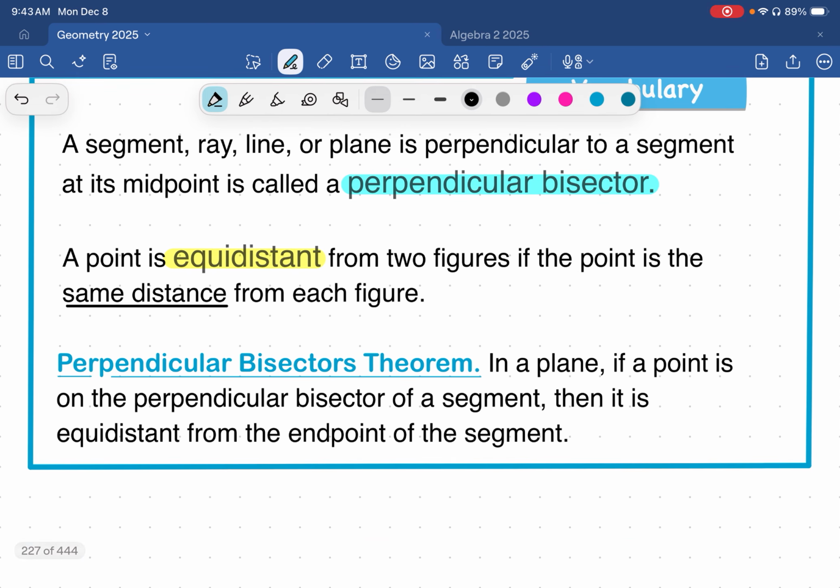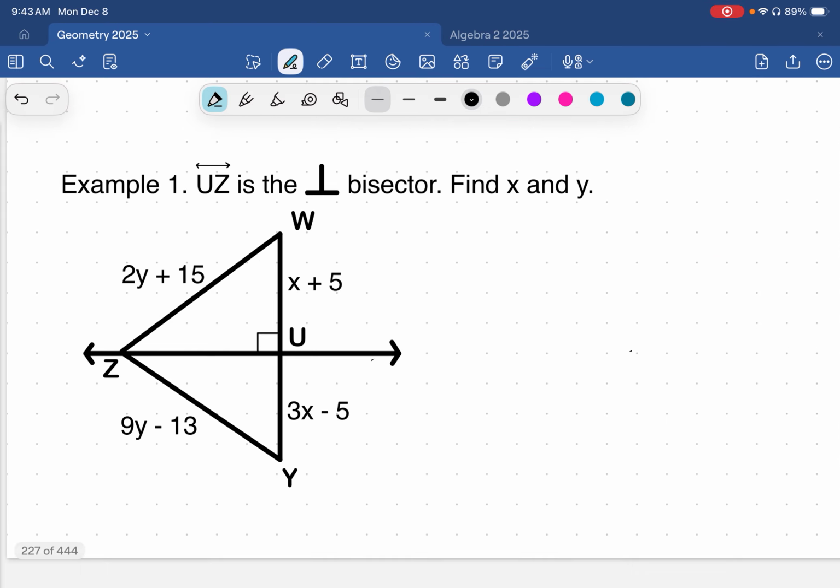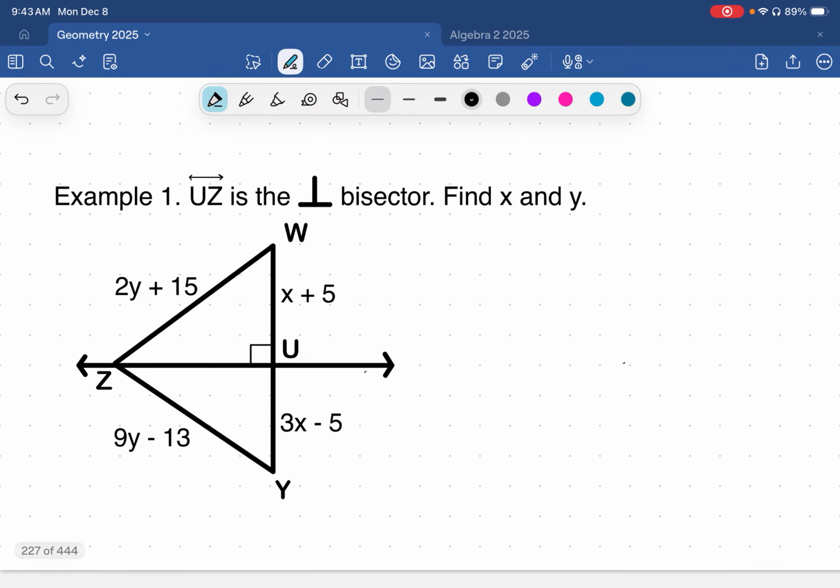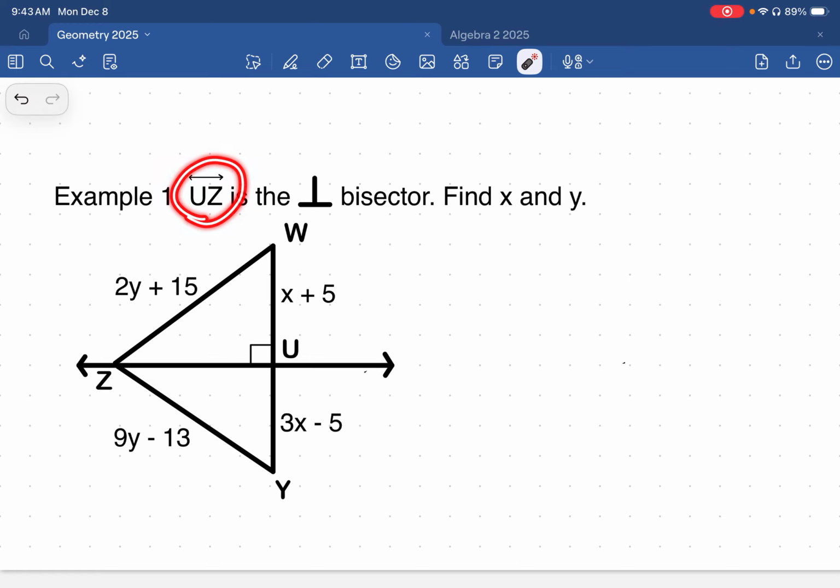The perpendicular bisector theorem says in a plane, if a point is on the perpendicular bisector of a segment, then it is equidistant from the endpoints of the segment. Let's go ahead and take a look at what that would look like. In our first example, we know that line UC is the perpendicular bisector, and we need to find x and y.